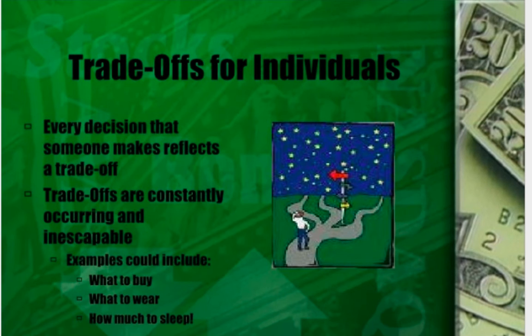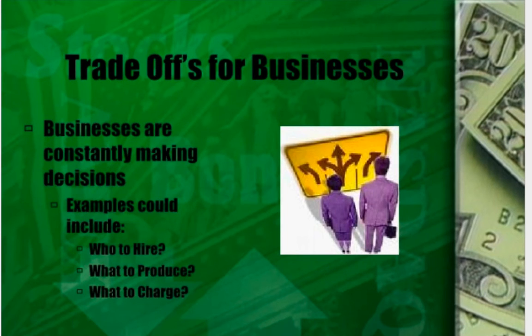In businesses, they're constantly making decisions. Examples could be who to hire, what to produce, and what to charge. You look at it from the perspective of business models. How does a business decide what's profitable for them? Meaning that if I wanted to open up a restaurant, will a fine dining restaurant work? Meaning that I could charge higher prices and make bigger profit off of items, but will I have the amount of customers coming through the door in order to make that profit?